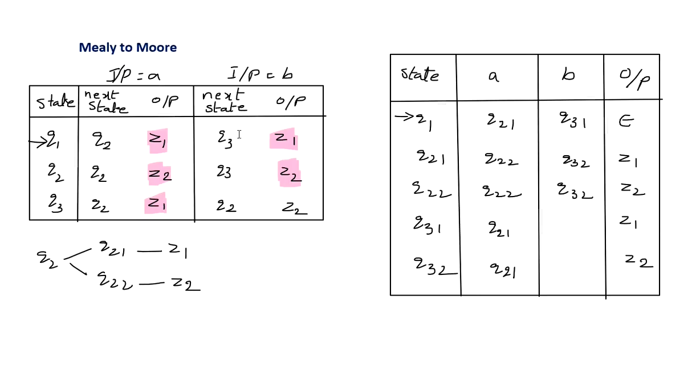Q3 on B, it is moving to the state Q2. If you observe here, output is Z2. And Z2 is produced by the state Q22, so we need to write here Q22 and Q22. This is how we need to convert the Mealy machine to Moore machine. And there is no final state in these machines.